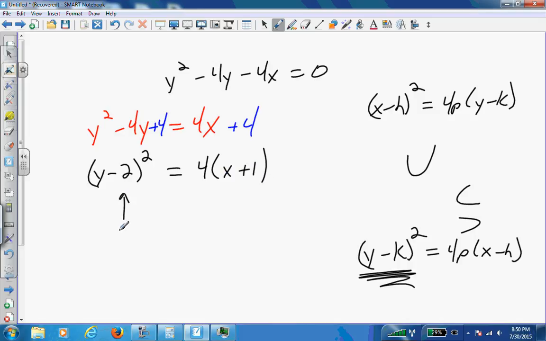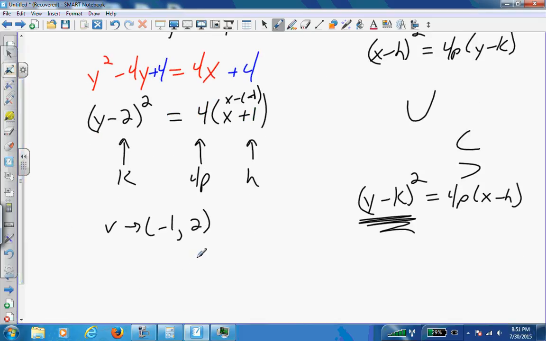So this is our k value. If we consider this x minus negative 1, then this gives us our h, and this is 4 times p. So our vertex is at h, whatever makes this 0, and k, whatever makes this 0. The whole coefficient is 4p, so 4p is 4, which tells us p is 1.